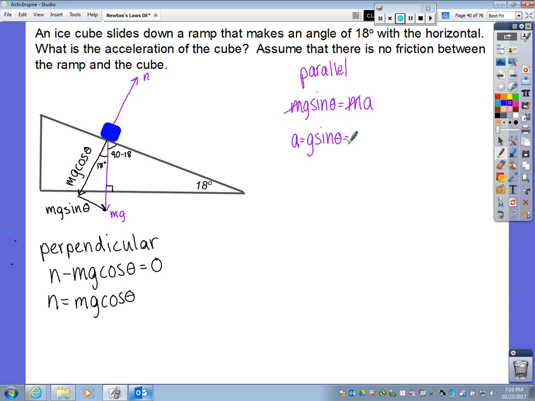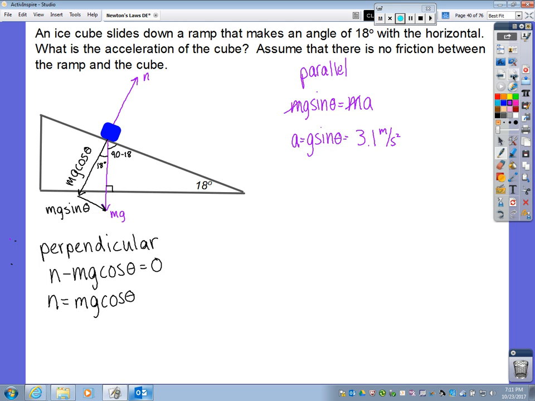So a is just g sine theta. And that gives us 3.1 meters per second squared. Notice if theta was 0, the ramp would be flat, and sine of 0 is 0, so the acceleration would be 0. That's not surprising. If it was just on a flat table, it wouldn't be accelerating down a ramp. If theta was 90 degrees, it would be all the way vertical. Sine theta is 1, so the acceleration would just be the free fall acceleration, g.